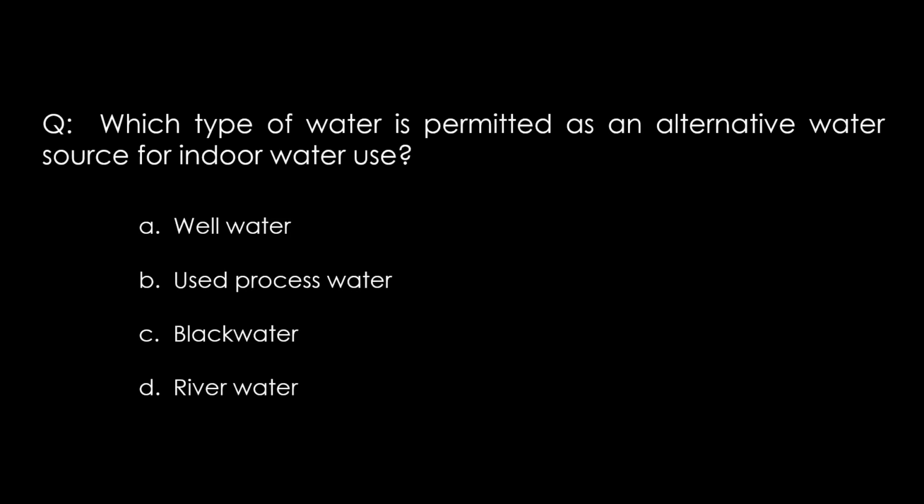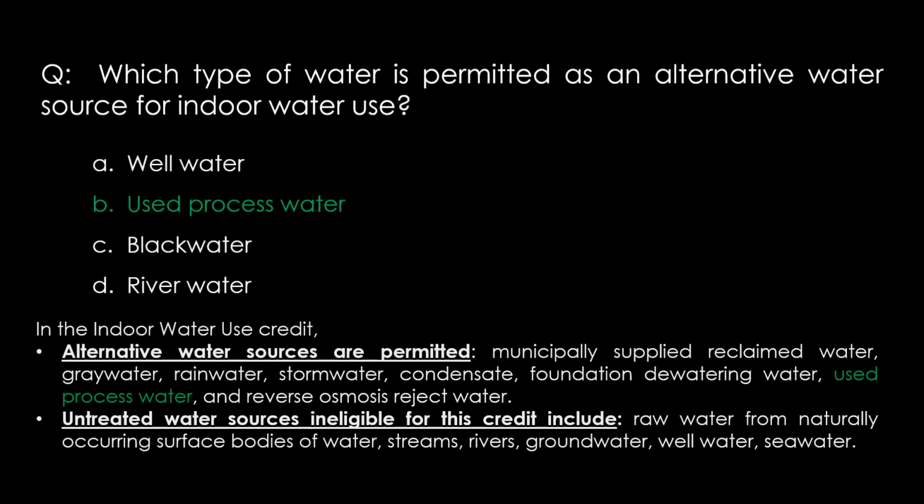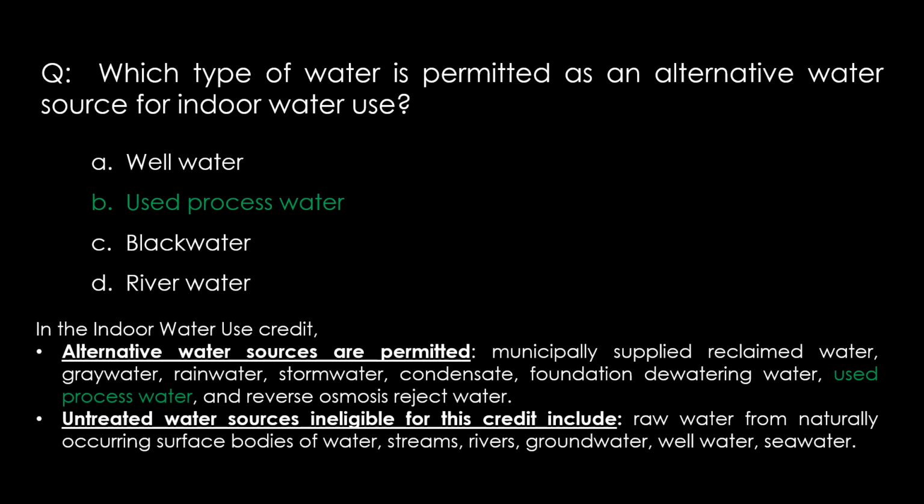Next question is, which type of water is permitted as an alternative water source for indoor water use? The options are option A, well water, option B, used processed water, option C, black water, and option D, river water. The answer is option B, used processed water.